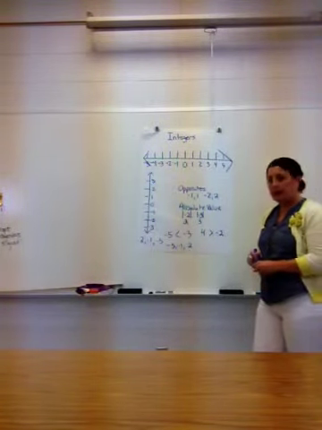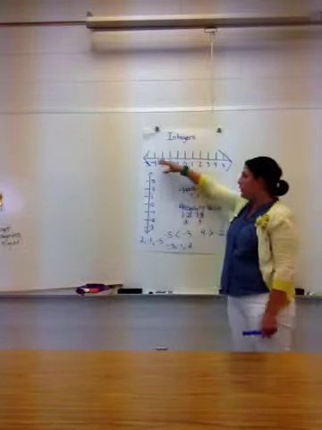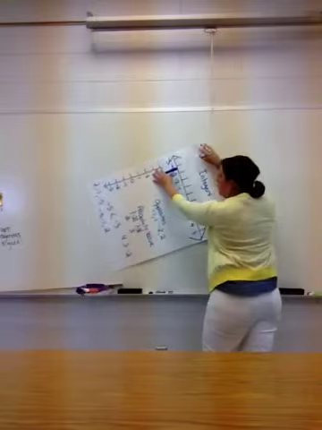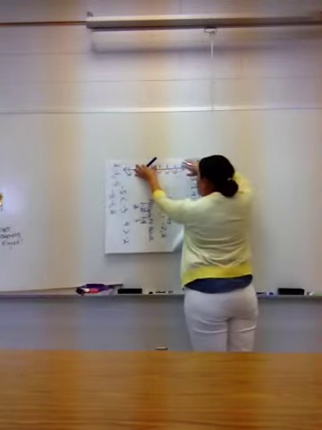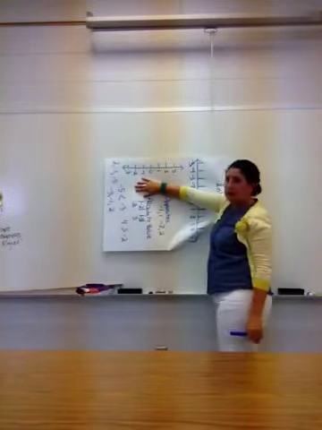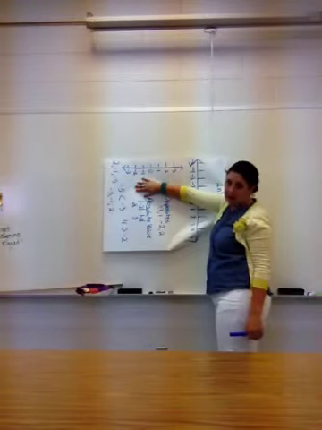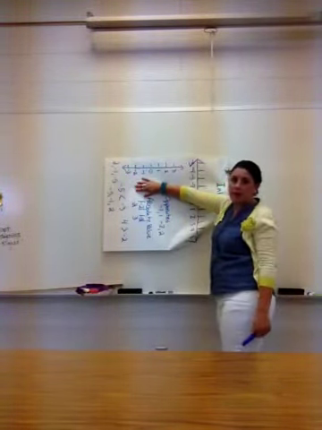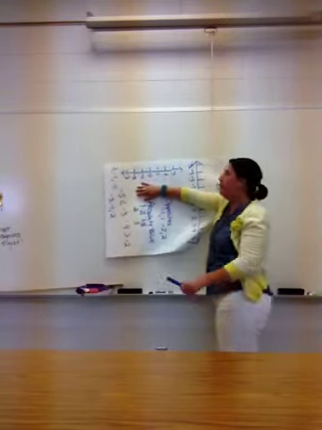Students that had trouble with vertical number lines were encouraged to turn their papers horizontally. And if you turn that paper horizontally, what you find is a horizontal number line. So that helped for students that had a little bit of trouble.